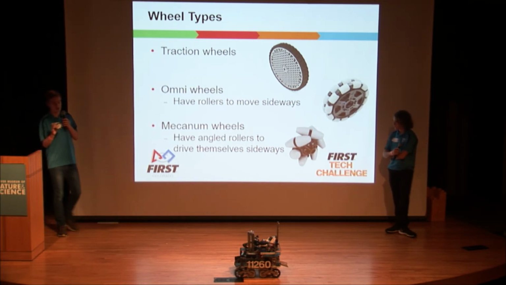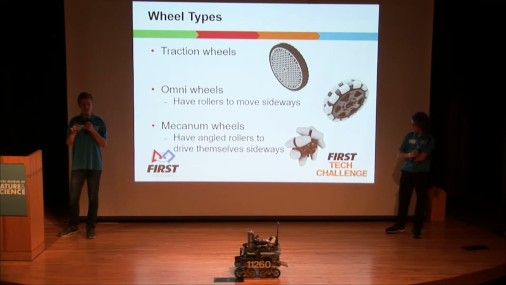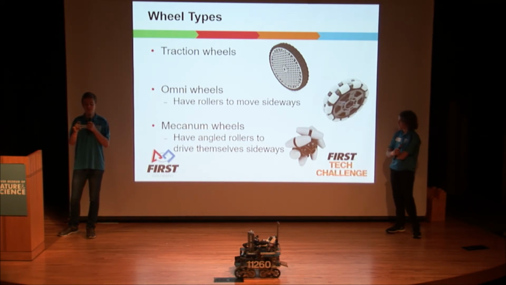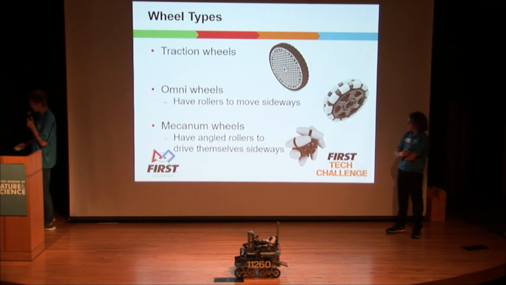Omni wheels are also very common, and they're omnidirectional wheels. They have these sliders that rotate parallel to the wheel, so the wheel can move side to side freely. There's nothing keeping it in place side to side, so there is much less traction on the ground.